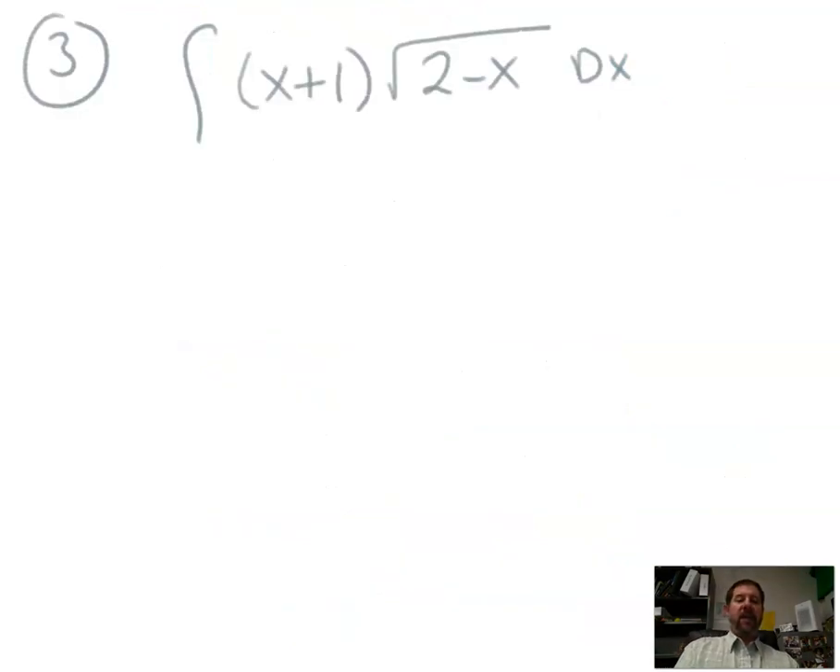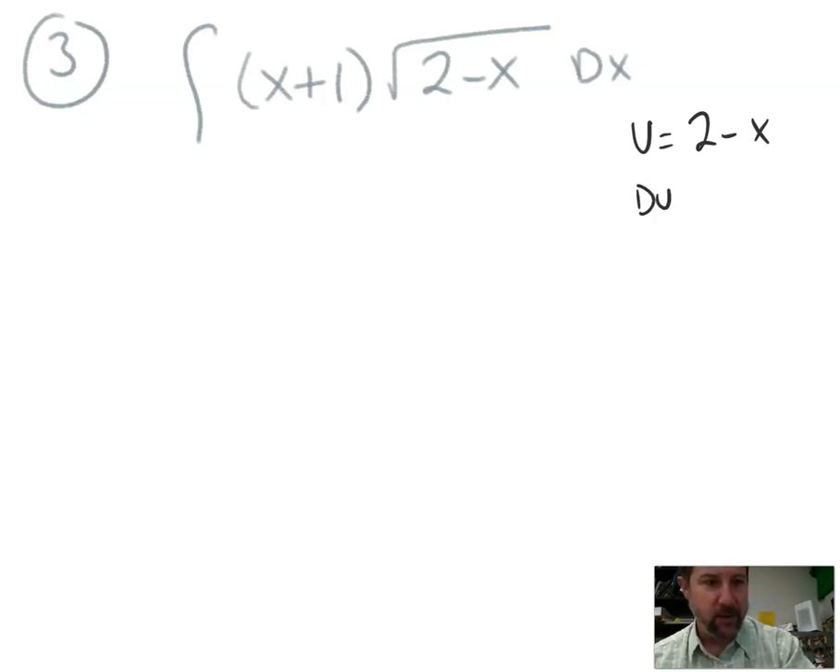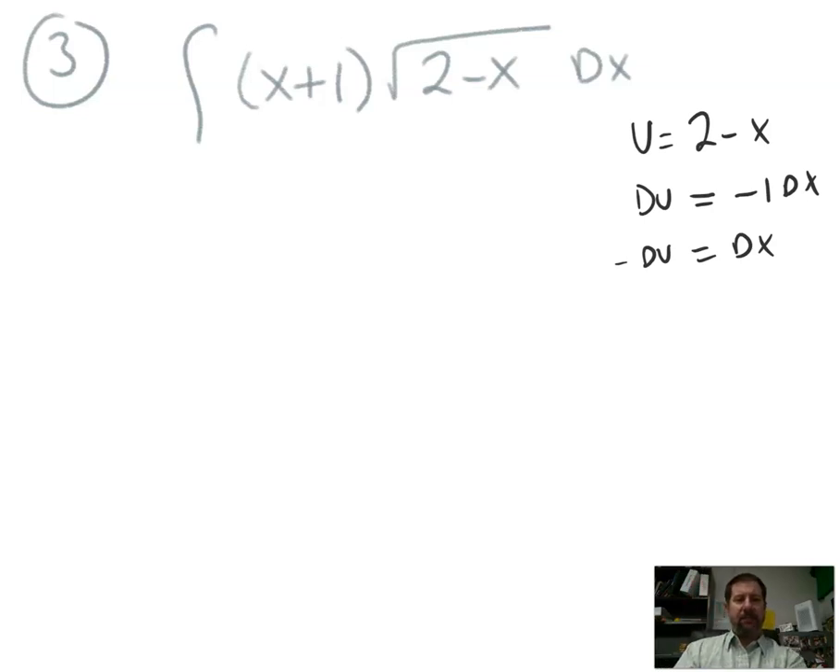Okay, last problem. The integral of x plus 1 times the square root of 2 minus x. All right. So on this one, we kind of have two insides, so you might have to play around with this for a while, but I'm going with the way we've been doing it. u generally is on the more complicated part, so I'm going to say u is my 2 minus x. And if I do that, then du is equal to negative 1 dx. Okay? Or negative du is equal to dx. So I've got this part taken care of.